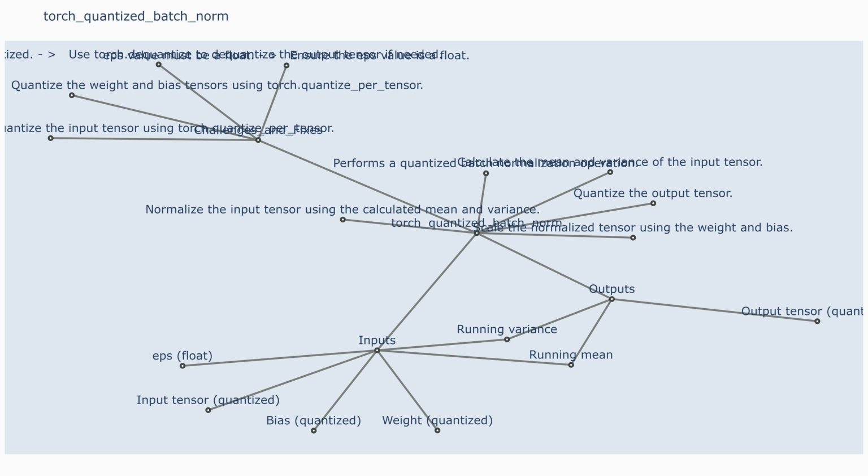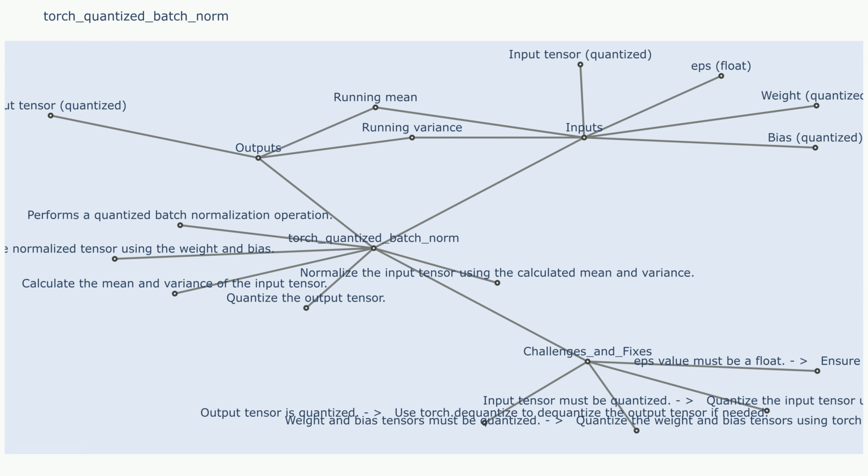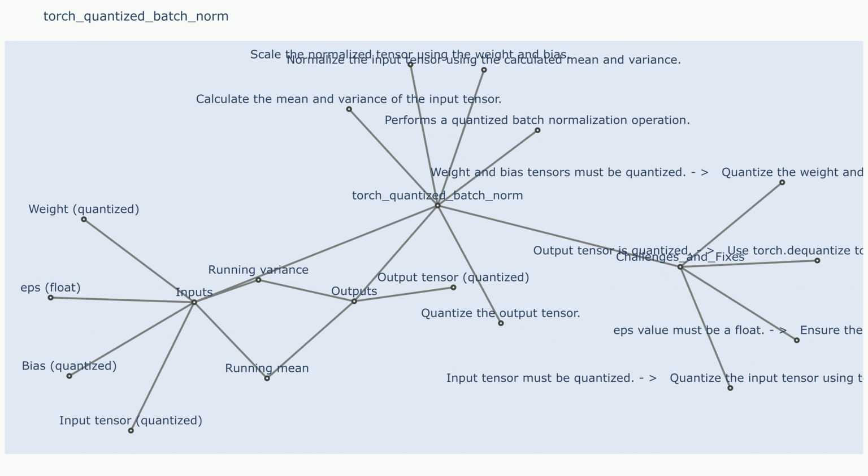Torch quantized batch norm. Description: a quantized version of the batch normalization operation that applies a learned affine transformation to the output. It is a layer that normalizes the input over a mini batch. It is a common layer used in convolutional neural networks. It helps to improve the performance of the network by reducing the variance of the activations and making the training process more stable.